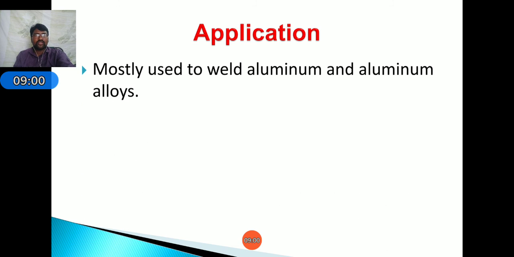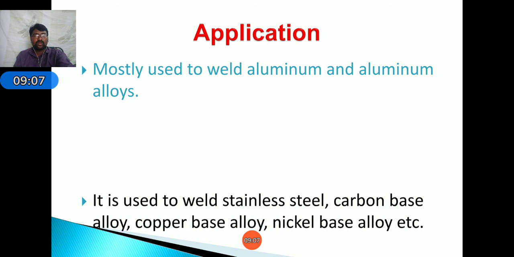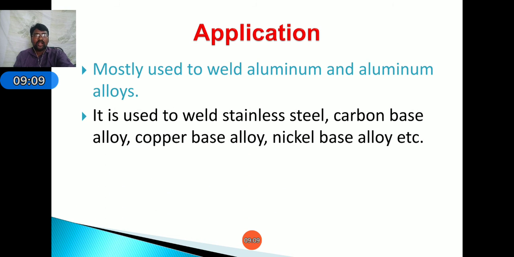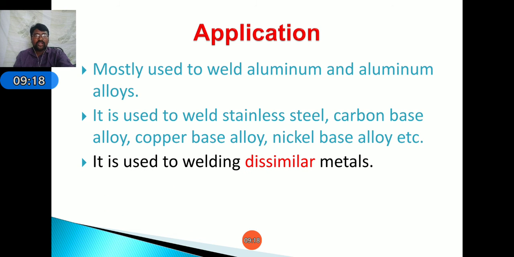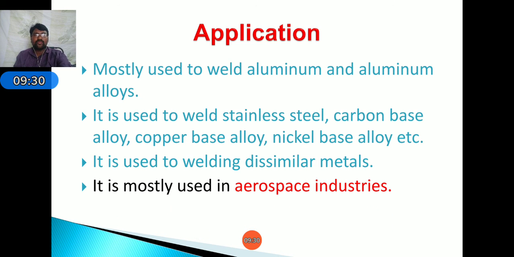Next, applications of TIG welding. It is mostly used to weld aluminum and aluminum alloys. Next, it is used to weld stainless steel, carbon based alloys, copper based alloys, and nickel based alloys. These are the different materials to join. Next, dissimilar metals can be joined by using the TIG welding process, because here more heat is generated at the workpiece. Next, it is mostly used in aerospace industries.